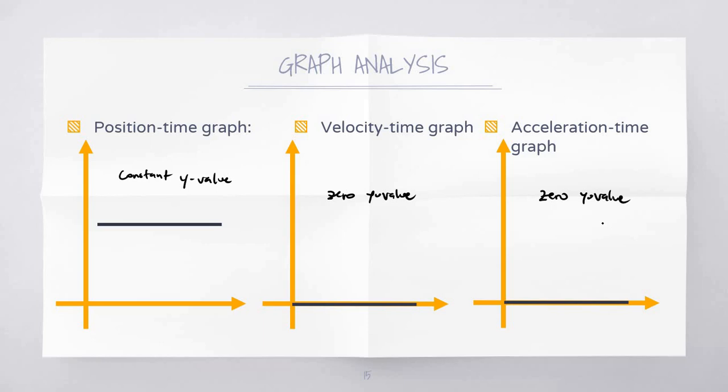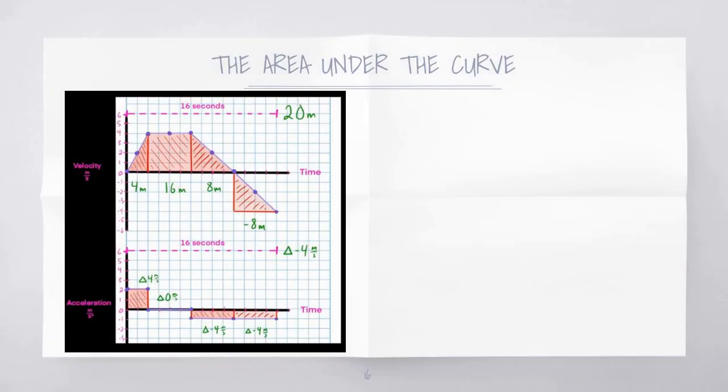Alright, now in interpreting graphs, there's two things that we need to understand first. The first one would be the slope of the line, and the second one would be the area under the curve. So let's deal first with the area under the curve. There's two graphs present in here. The first one would be the velocity time graph, and the second one is the acceleration time graph.